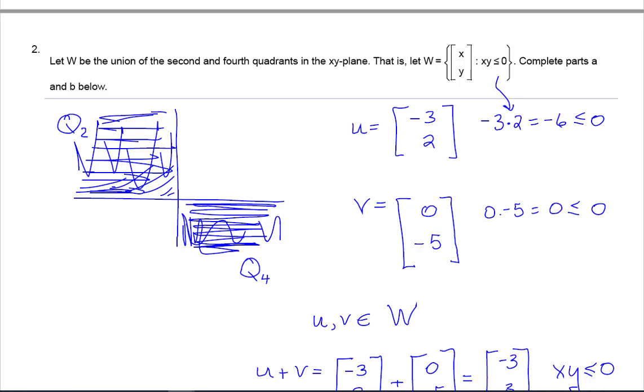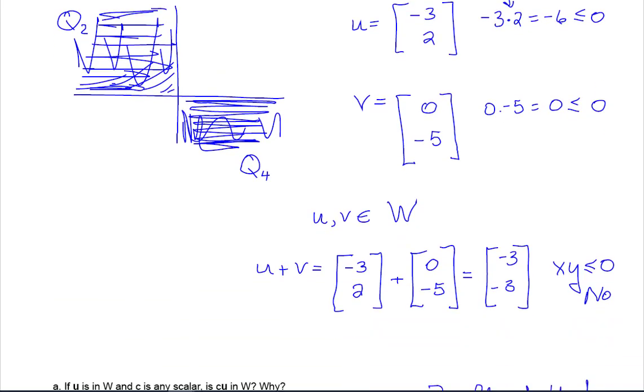What about if I add these two together? Well, if I add them together, I get minus 3 plus 0, which is minus 3. 2 added to a minus 5 would give me a minus 3, but the product is clearly not less than or equal to 0.